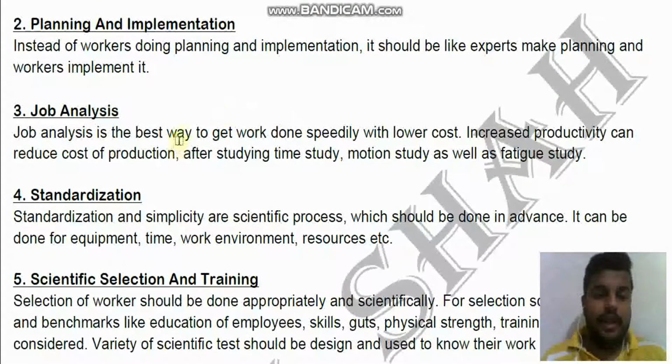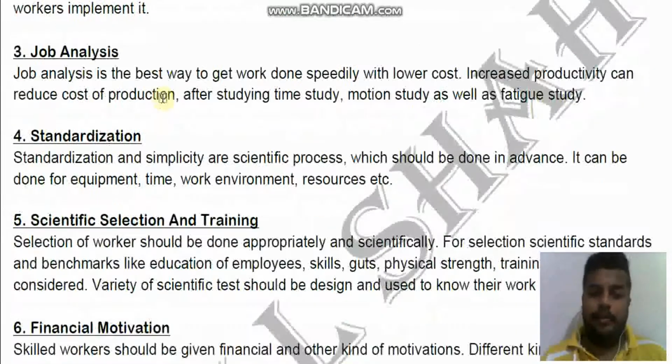Next is planning and implementation. Instead of workers doing planning and implementation, experts should do the planning and workers implement. Earlier in traditional methods, what was done? Owners told them to do the work, then workers had to plan and workers had to do. But Taylor asked the managers to plan, and the workers will implement it, because the workers are good in implementation but not good in planning.